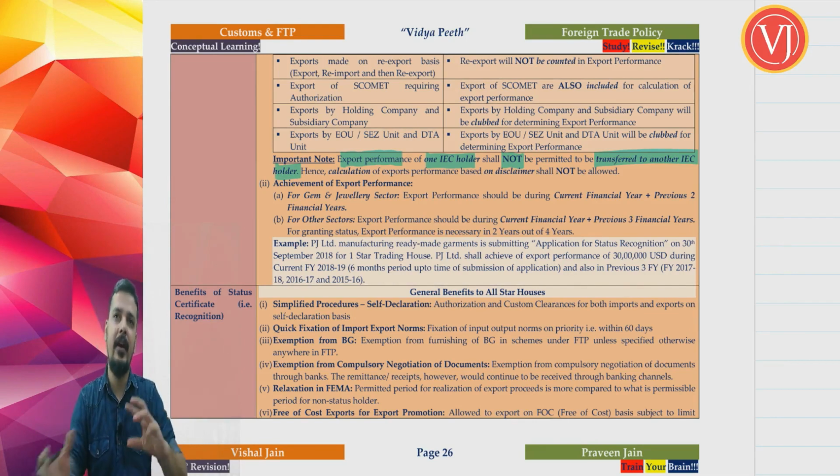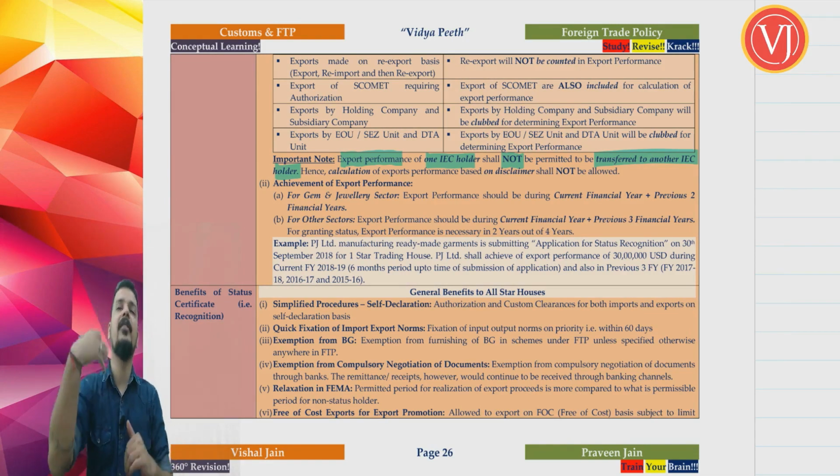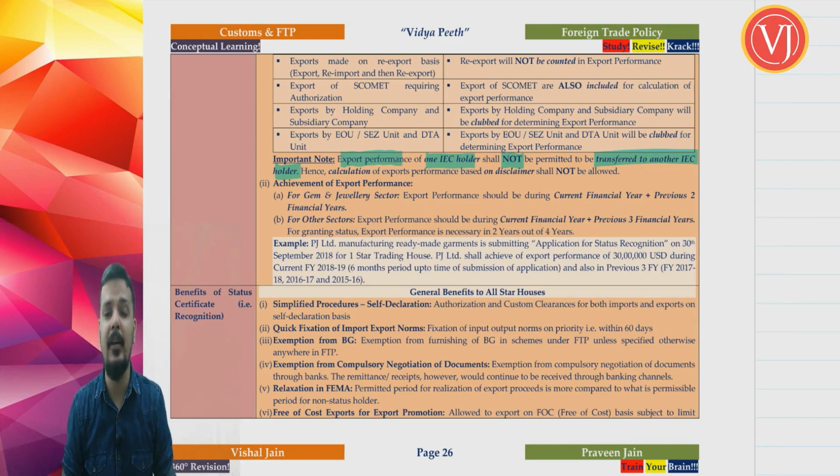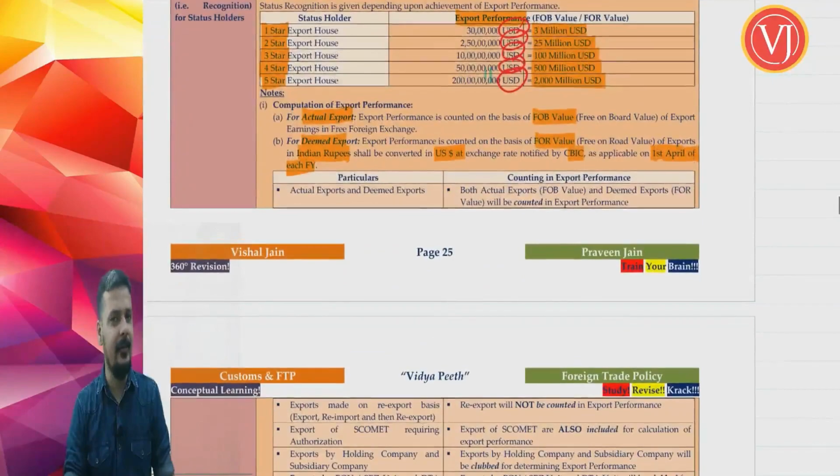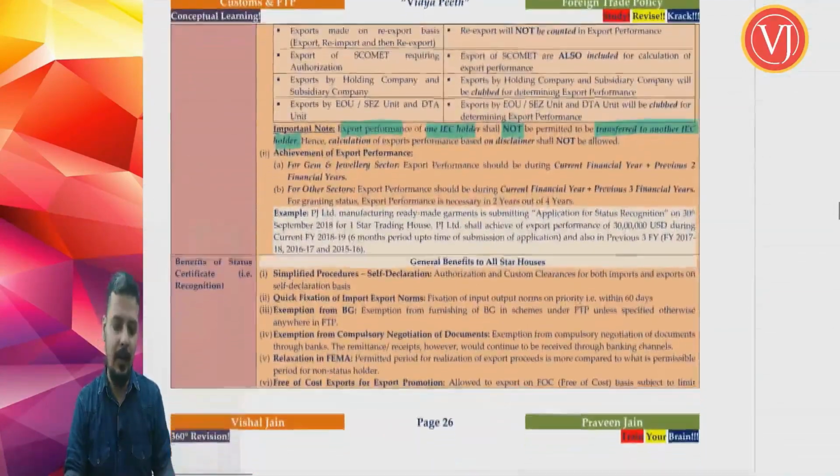There are certain cases where you can treat your export as someone else's export, that we have discussed earlier, third party export, etc. But here for export performance, that will not be counted. For calculating export performance with respect to 1 star, 2 star, 3 star, 4 star or 5 star export houses, you are not going to count it. So when you are talking about all these star export houses, that transfer is not allowed from one I code holder to another I code holder.